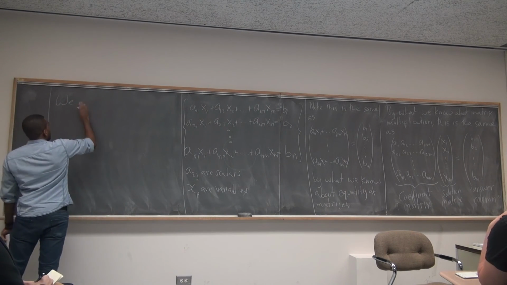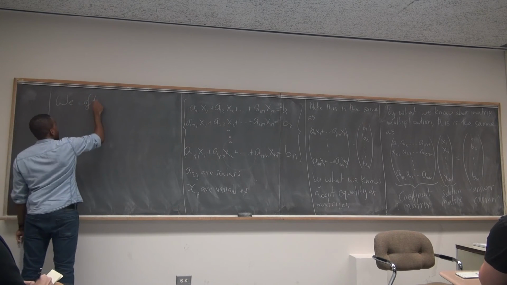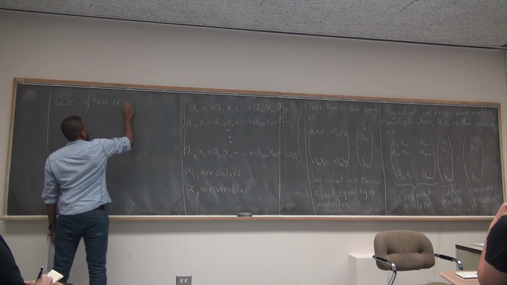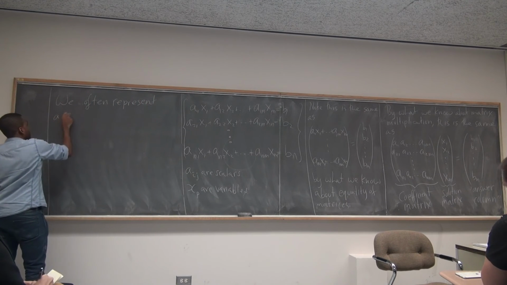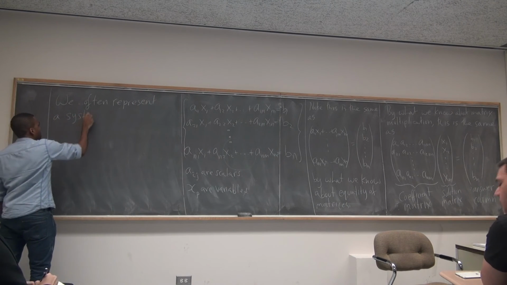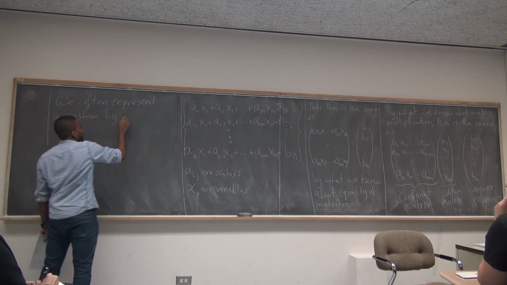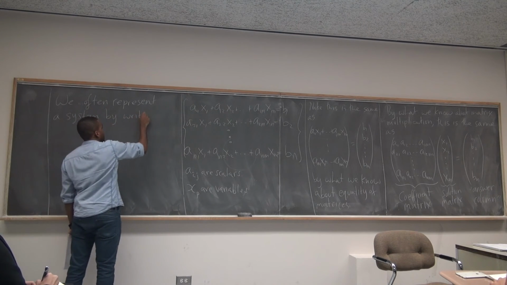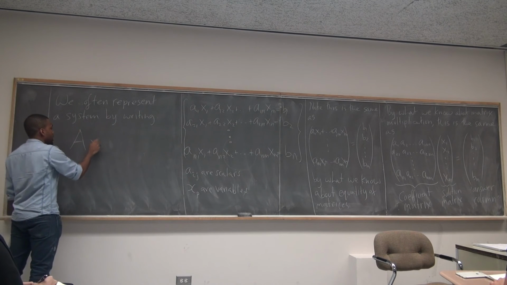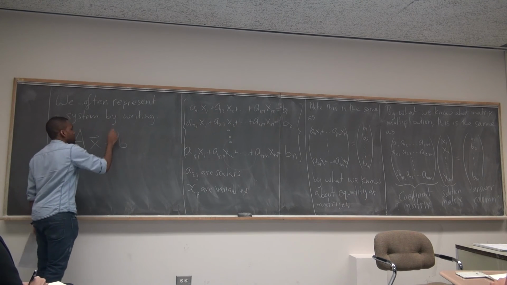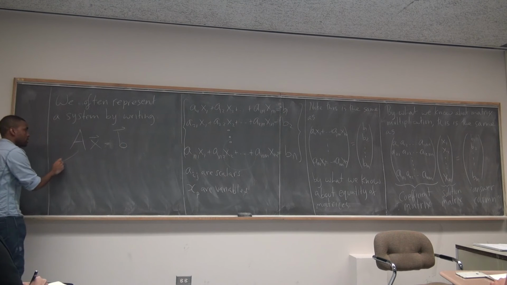We often represent a system by writing this very common notation, AX equals B, where A is a matrix that represents the coefficient matrix.